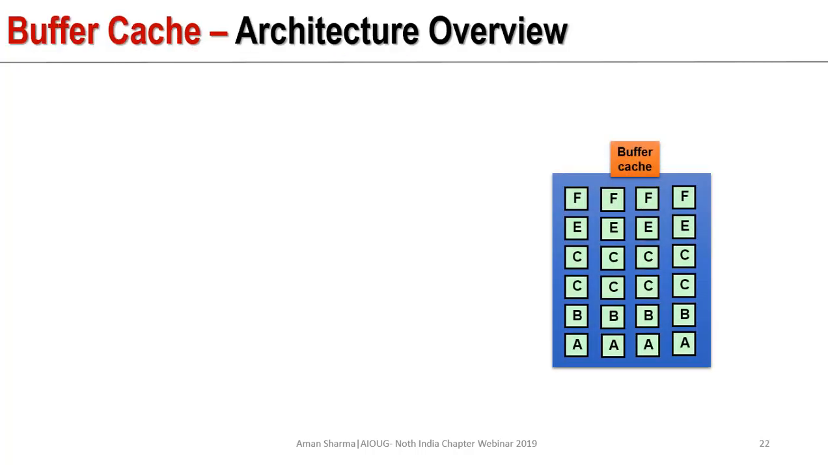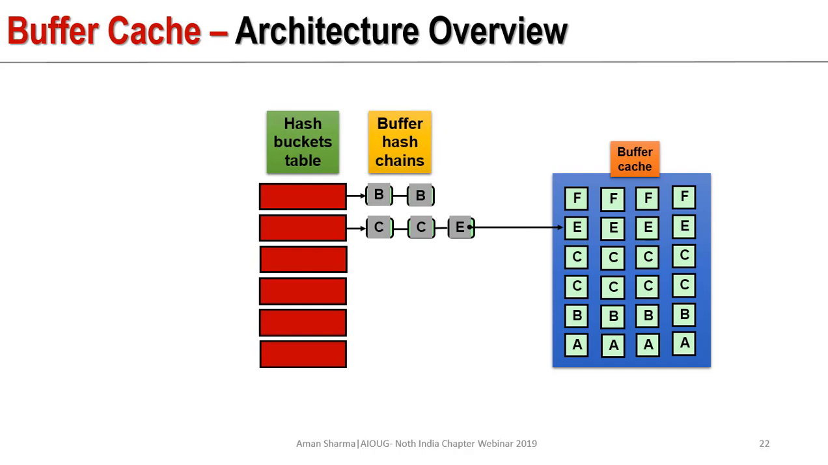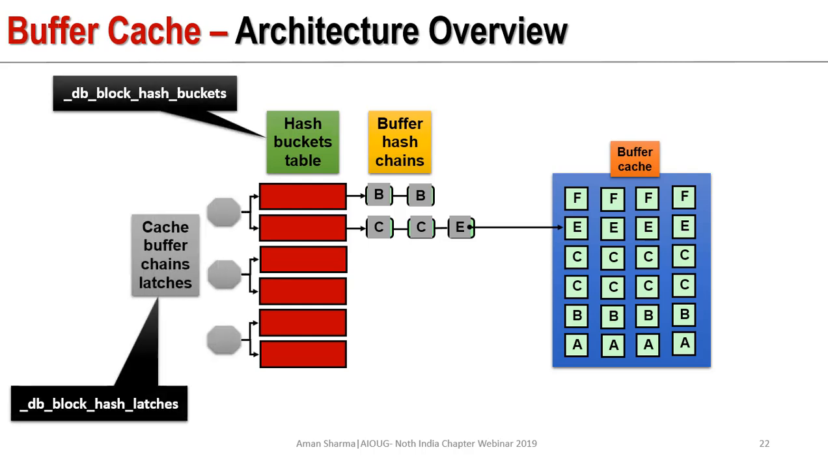Now this is a schematic of the buffer cache. The buffer cache is going to hold many buffers. These buffers are part of a hash table, and the hash table is going to have multiple hash buckets, and each bucket is going to have buffers hanging from different hash chains.